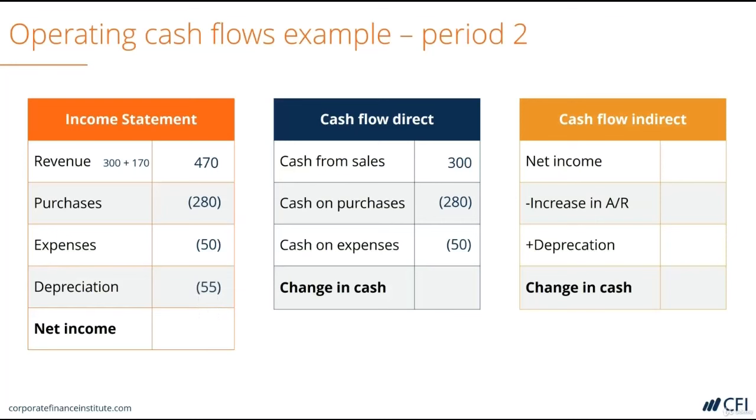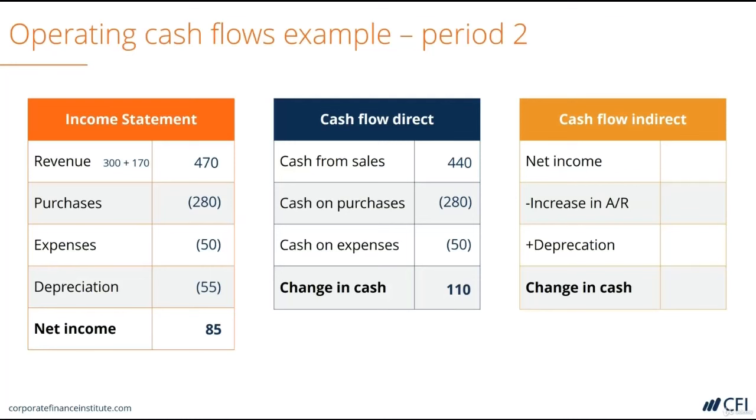Lastly, there were receipts from customers of 140, which means that the accounts receivable balance was reduced by 140 from cash that was paid on those sales that were sold on credit. Now, on the direct cash flow statement, we replace 300 of cash from sales with 440 of cash from sales. Now, adding up the totals, we arrive at net income on the income statement of 85. And on the direct cash flow statement, we arrive at cash in of 110.